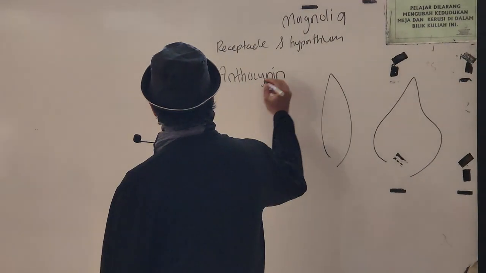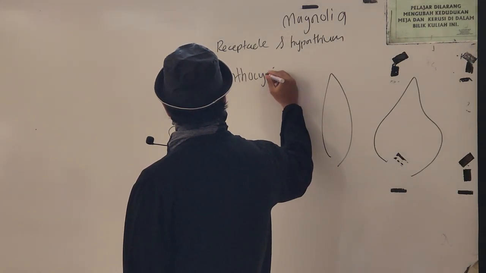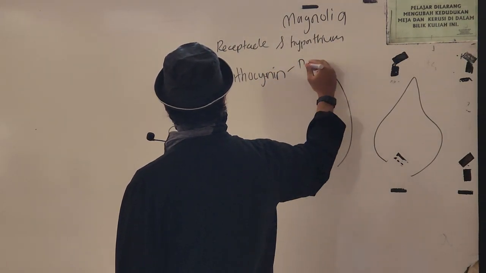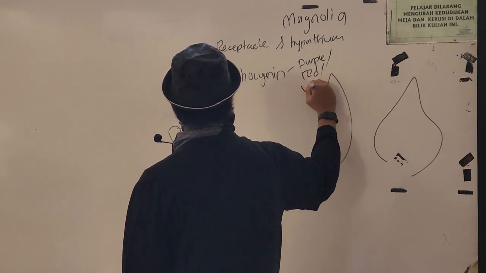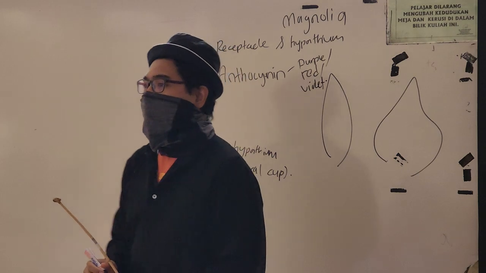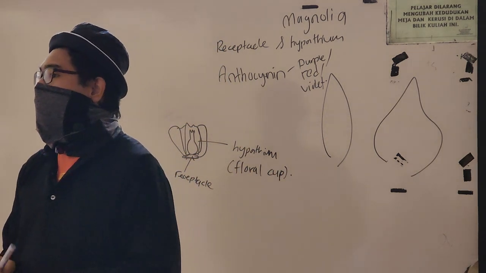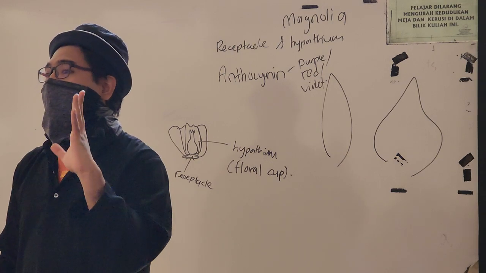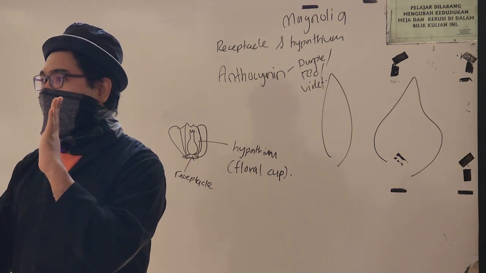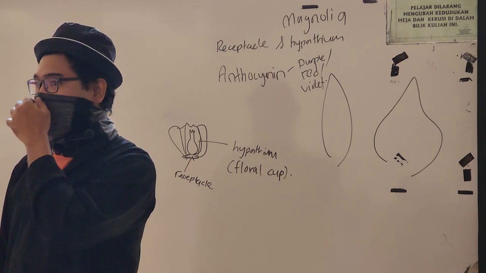So interestingly, what color? Purple. Is that purple? It can be purple, red, violet, and so on, because the concentration is very high. It is so high to the point that when you look at it, it looks super dark.